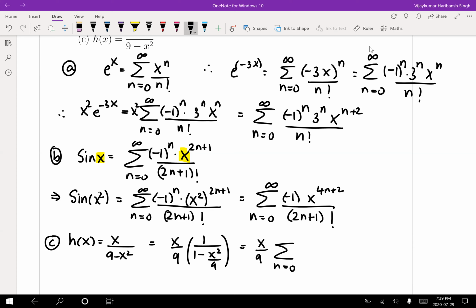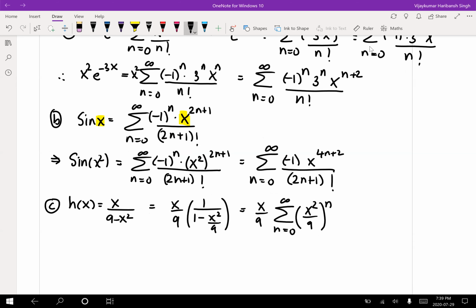equals 0 to infinity of (x squared by 9) to the power n. This is going to be x by 9 summation n equals 0 to infinity x to the power 2n divided by 9 to the power n. And when you bring it inside, you can bump up the power. So we get summation n equals 0 to infinity x to the power 2n plus 1 divided by 9 to the power n plus 1.